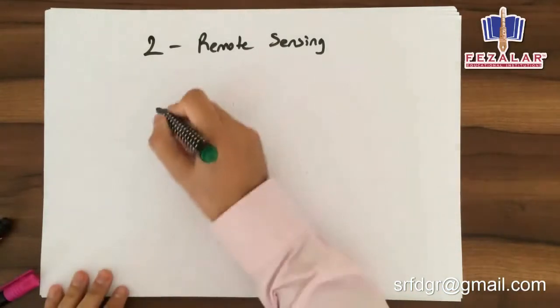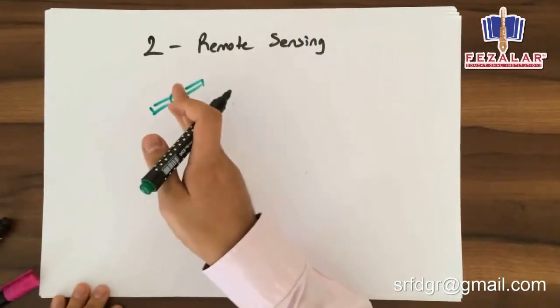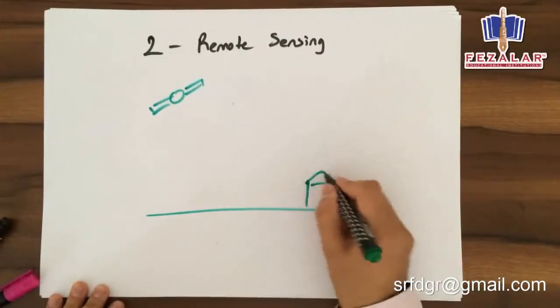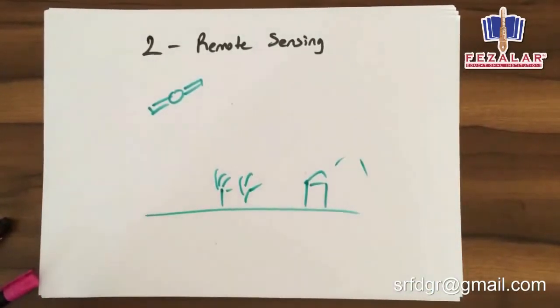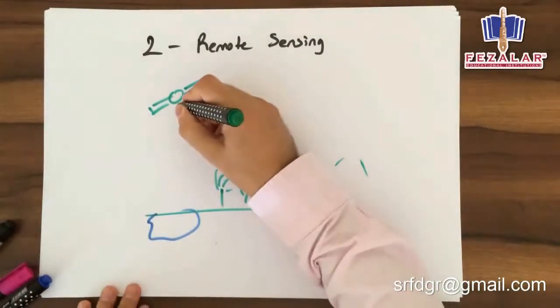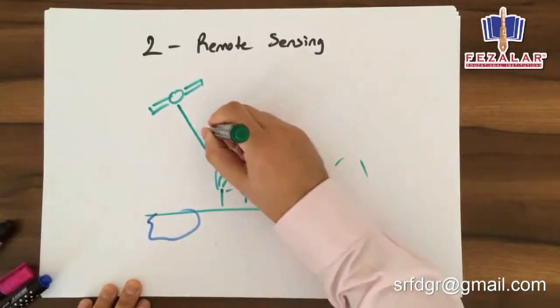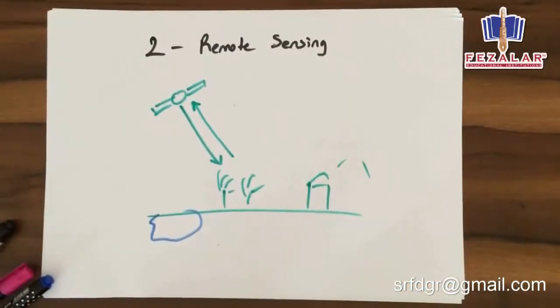In the remote sensing method, we have a satellite like that. This satellite takes photos of the targets on the ground. Here we have buildings, here we have trees. What will happen? Shortly, the satellite will send a wave to the target, and the wave is reflected by the target, and it takes a picture of the targets. This is remote sensing.